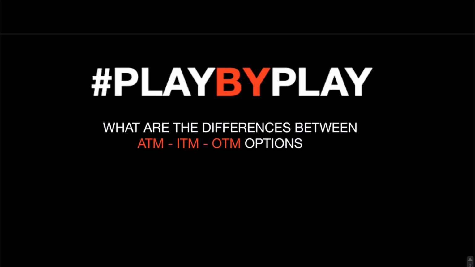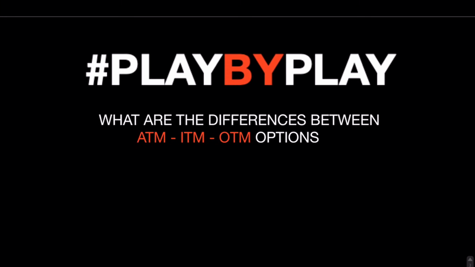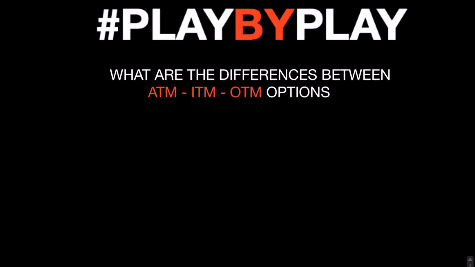What we're going to be covering here is what are the differences between at the money, in the money, and out of the money options. Okay, so let's go ahead and get straight to it. Again, the acronym is ATM for at the money, ITM for in the money, and OTM for out of the money. Just need to understand that you have the option to buy at the money, in the money, or out of the money, and vice versa. You can also sell at, in, or out of the money. So what are the differences and what does this look like?